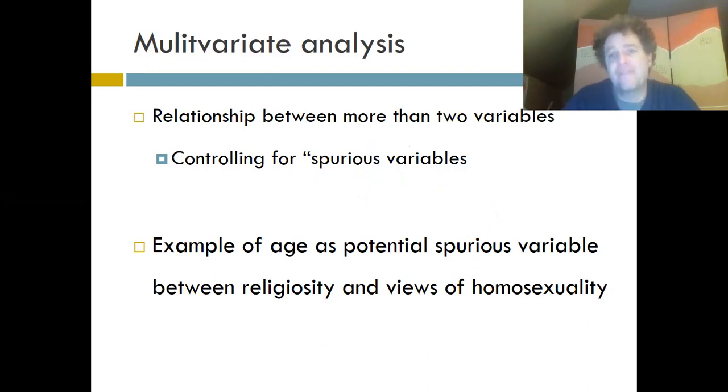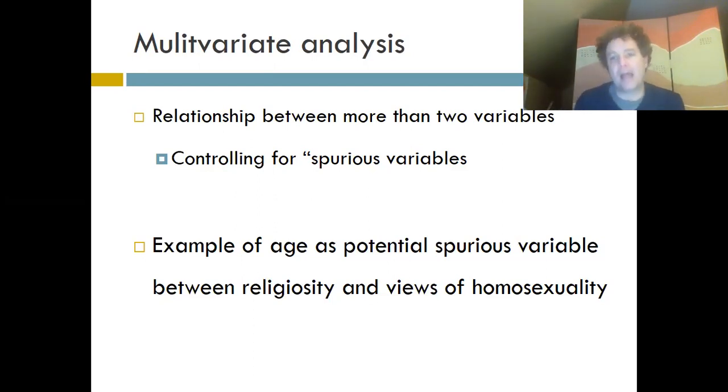All right, so we have this theory. Our theory is that the more religious somebody is, the more they're going to have a negative view of homosexuality. We want to know, well, is there a spurious variable that's messing us up? Right? In our bivariate analysis, we saw that there was a correlation, but maybe there's a spurious variable that's messing up our theory. What could be a spurious variable? Age, right?